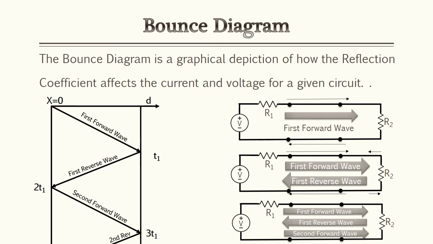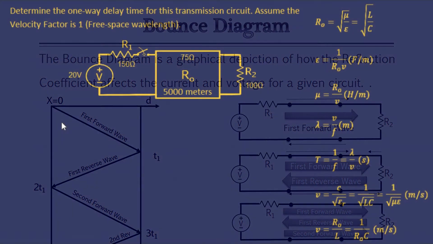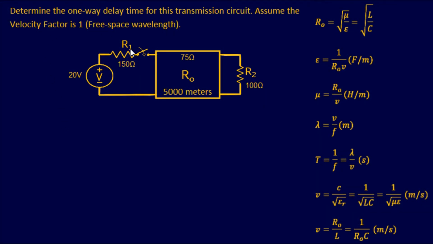For now, let's go ahead and do some practice problems to get our feet wet with the previous slides. Start off with an easy problem. For this one, we have a simple transmission circuit, and it says, determine the one-way delay time for the transmission circuit, assume the velocity factor is 1. So we're assuming for this one the velocity factor is 1, meaning that you multiply the speed of light times 1, which means the signal is transferring at the speed of light in a sense. So we want to know how much time. We're looking for t.